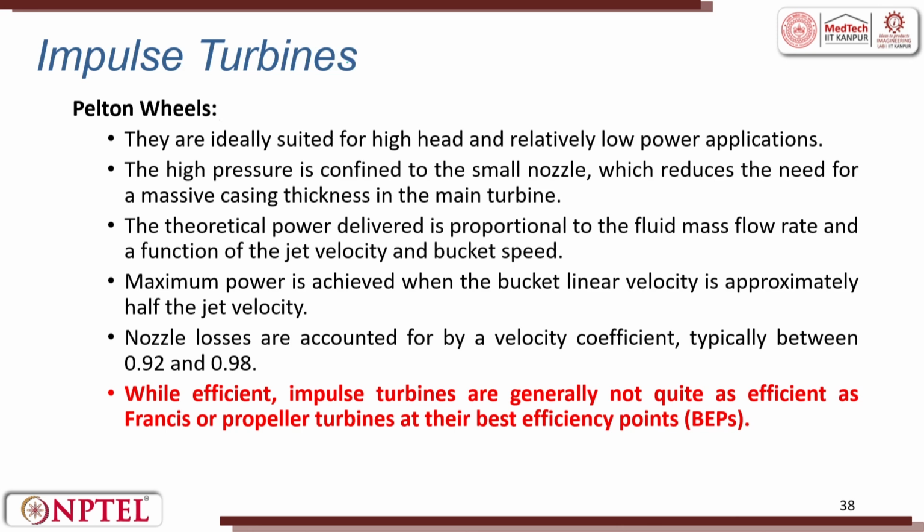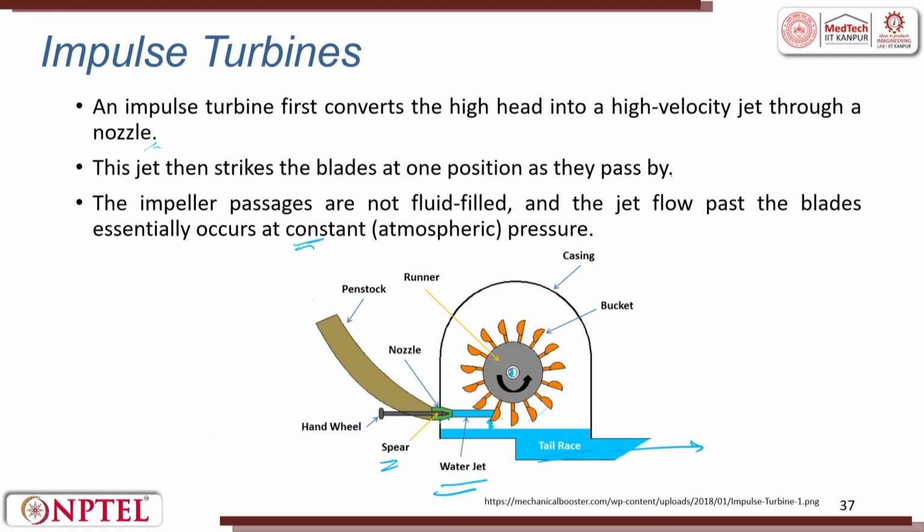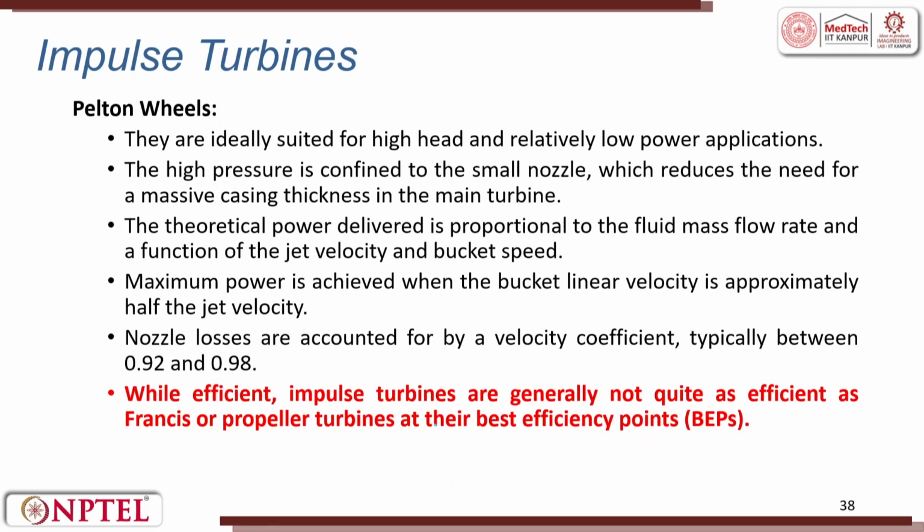As an impulse turbine, one example is the Pelton wheel. They are ideally suited for high heads. The water comes through the penstock, and it is a relatively low pressure application. The high pressure is confined to a small nozzle, which we saw here. Because of the head, the pressure comes through the nozzle, which reduces the need for massive casing thickness in the main turbine. The theoretical power delivered is a function of the fluid mass flow rate, the jet velocity and the bucket speed.